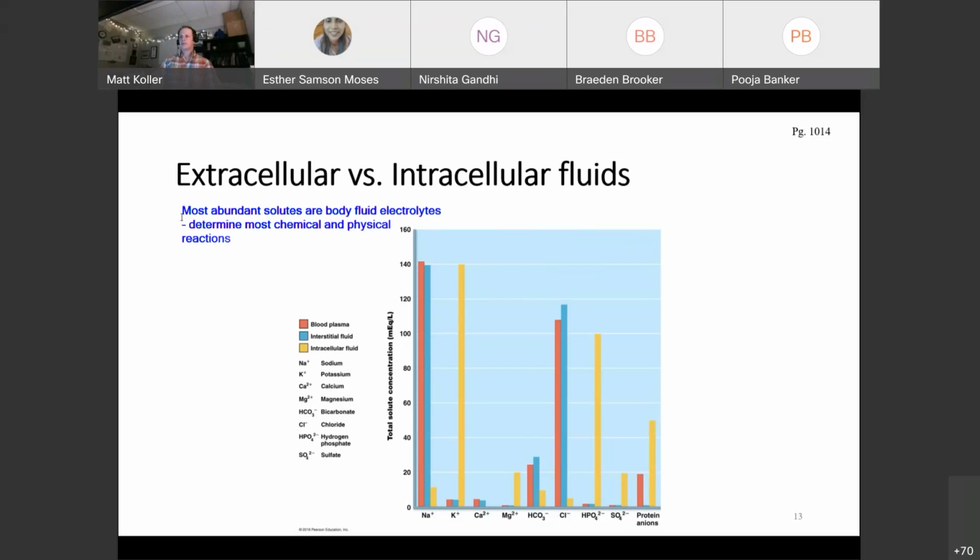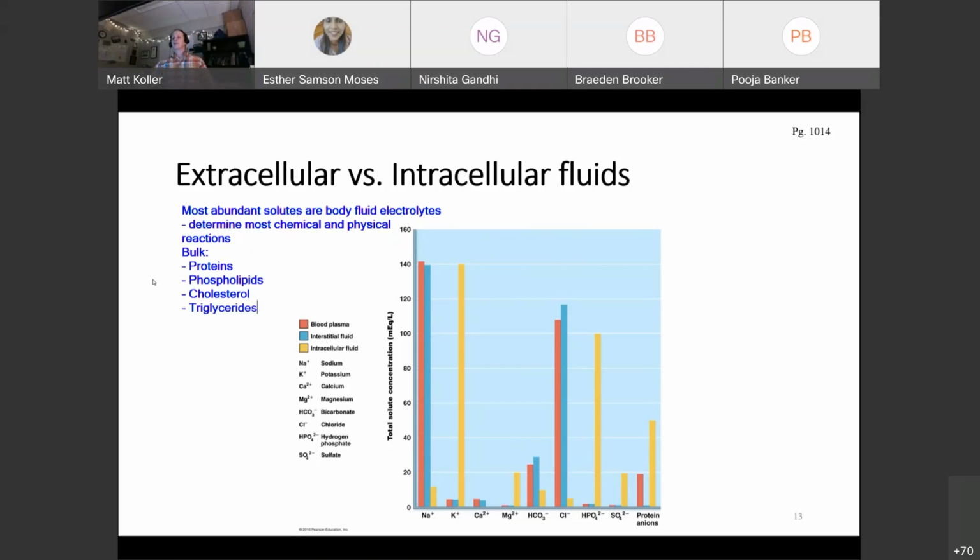So the bulk of these will be proteins, phospholipids, cholesterol, and triglycerides.